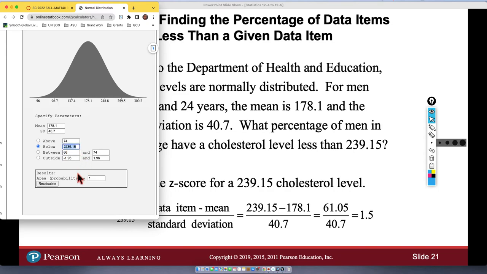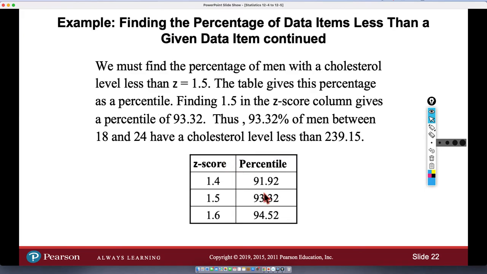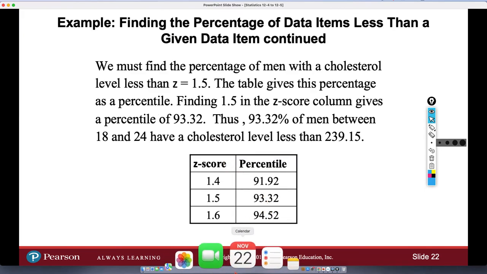Oops, that's 2,000. That's 239.15. There we go. And it gives us the picture. We can see most people are below that level. So if we were at 239, again, we're maybe on the high side. But that's exactly 93.32. What did we come up with?